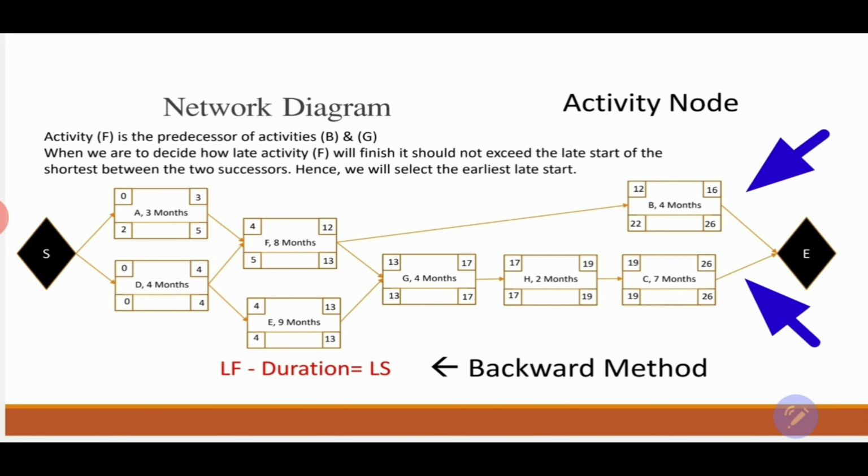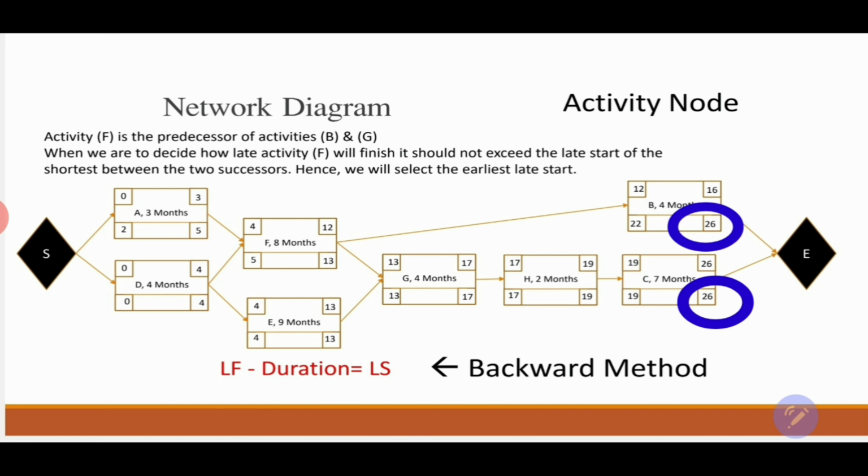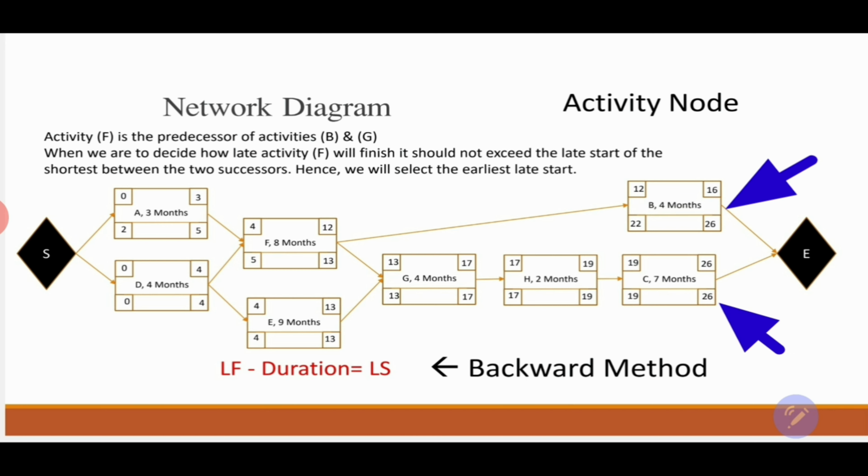And in our case, in this network diagram, we have only 2 predecessors of the end, activity B and activity C. And in the late finish box, we will write for all the activities that are predecessors of the end the longest duration. And in our case, the longest duration is 26. So 26 is going to be the late finish of activity B, and 26 is going to be the late finish of activity C. We use the equation in order to complete the late start of activity B and the late start of activity C.